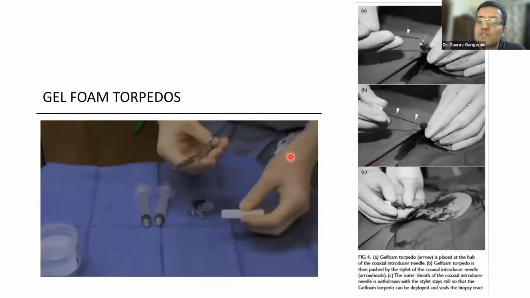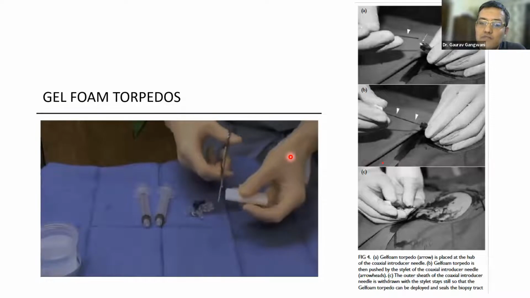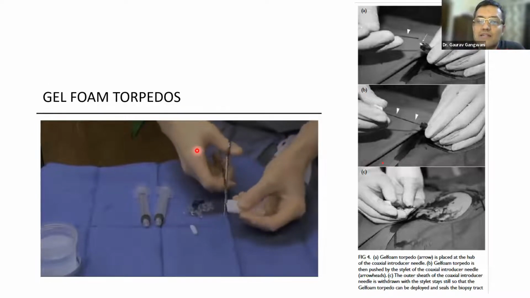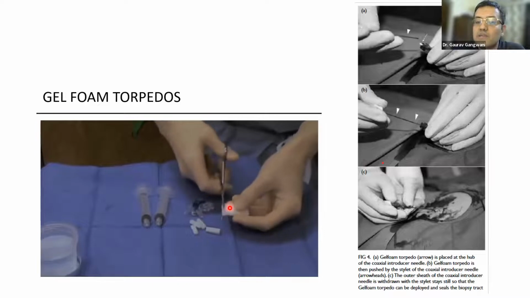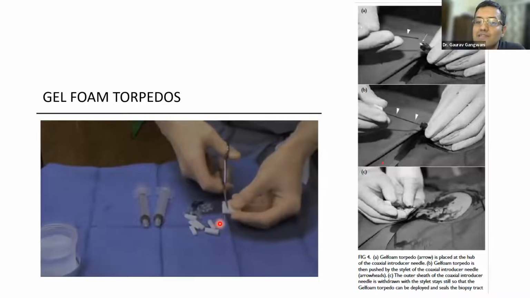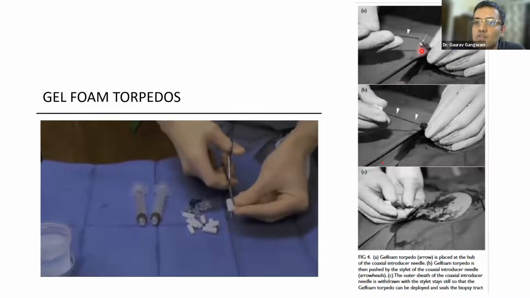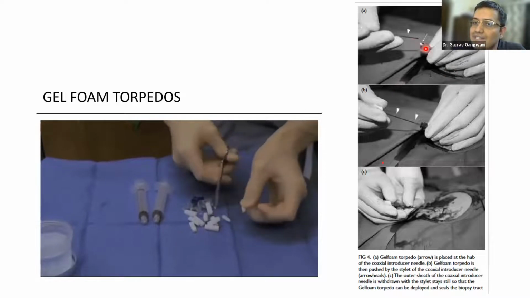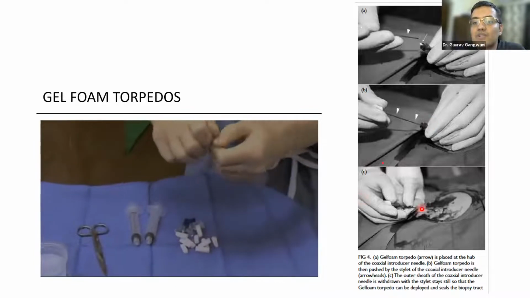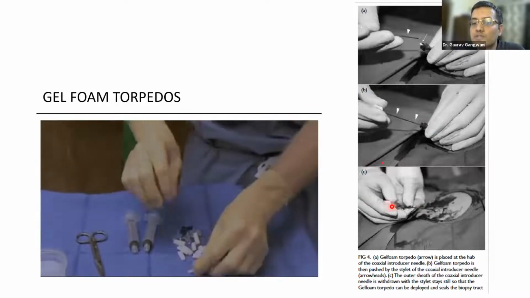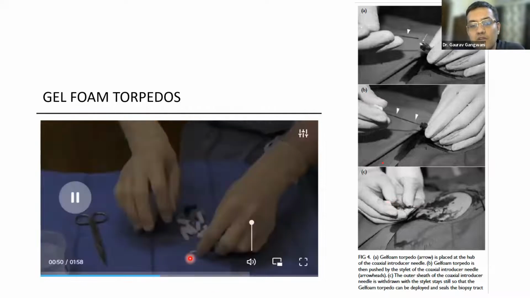Of course, for the same plugging, you can also use gel foam torpedoes and just cut the same gel foam into rectangular pledgets and roll them up with your finger into tiny circular cylindrical torpedoes. You can fill those torpedoes in the coaxial needle, push them with the stylet, and just pull the outer needle back to the stylet so that the torpedo is deployed. This is a faster way of doing it.